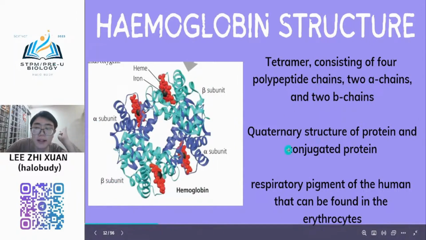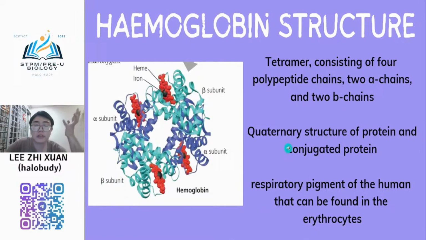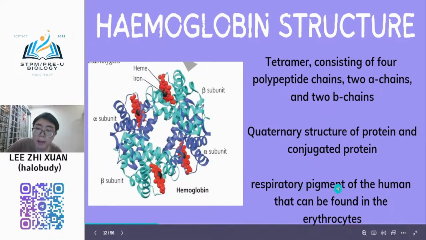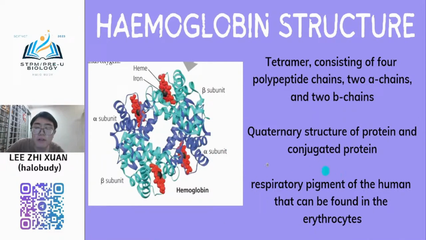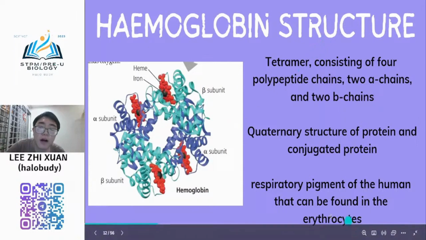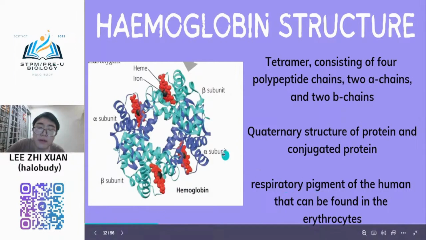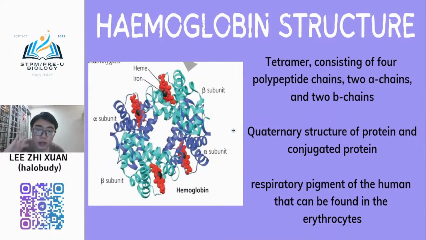So it is one common example of a quaternary structure of protein, and it is also a conjugated protein, right? I think all of you already know this because you learned it in semester 1. It is the main respiratory pigment for humans and can be found in the erythrocyte. This hemoglobin structure is found only in the erythrocyte, what we call the red blood cell. Only red blood cells contain hemoglobin. The other cells do not have it. So you need to know the location.